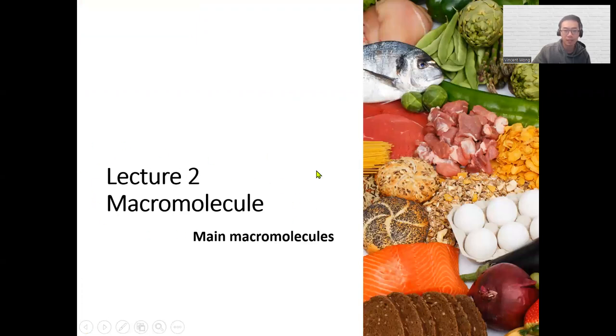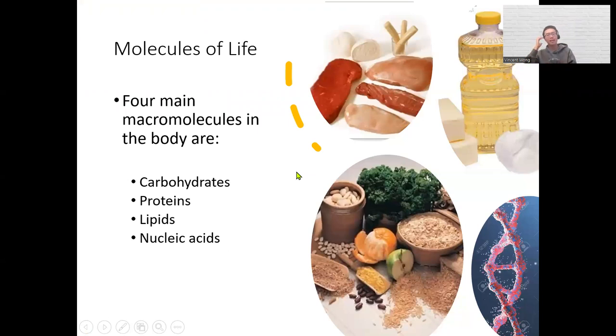The biology stuff now, macromolecules. There are four main macromolecules in the body. We have carbohydrates, which are like grainy stuff: potato, rice, pasta are all examples, and that's the main source of energy in the body. We have proteins, which we can get from meat or nuts if you are vegetarian or vegan. Lipids and nucleic acids. These are the four main kinds of macromolecules. We probably only have time to talk about carbohydrates today.